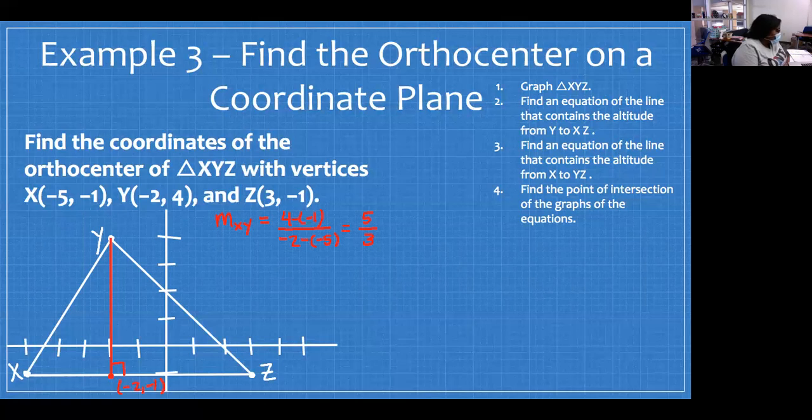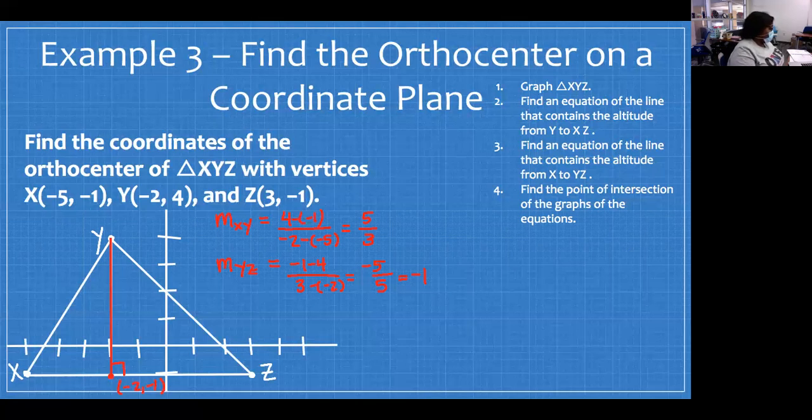Now let's find the slope of yz. So that's going to be -1 minus 4 over 3 minus -2. So -1 minus 4 is -5. And 3 minus a -2 is a +5. So that slope equals -1. I think I like the slope of yz better than I like the slope of xy, right? Because we definitely want to work with -1, right? As opposed to 5/3.